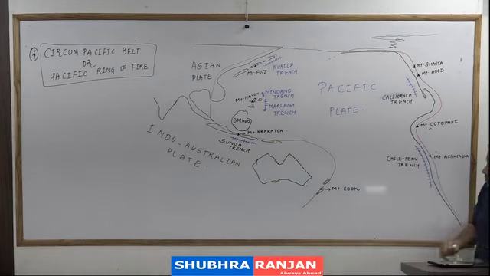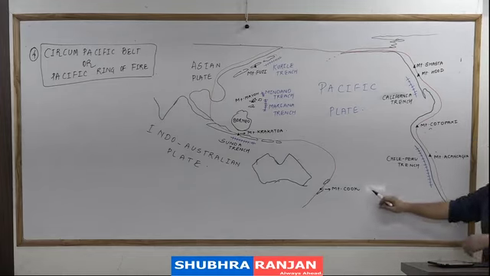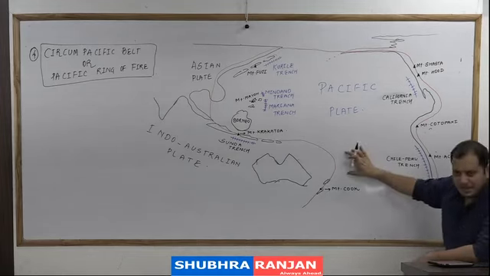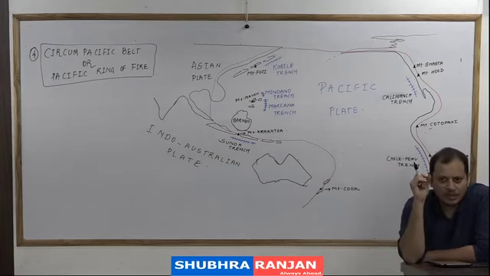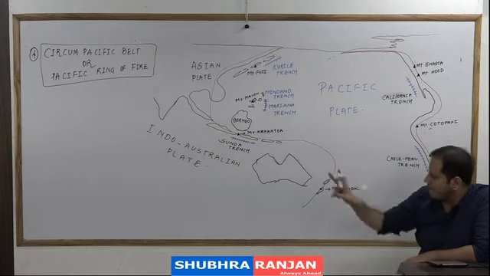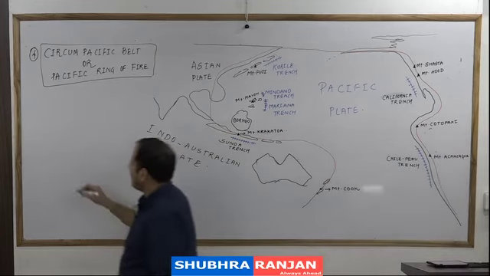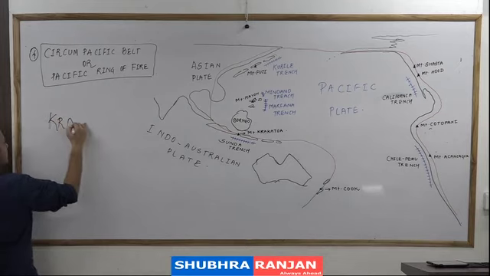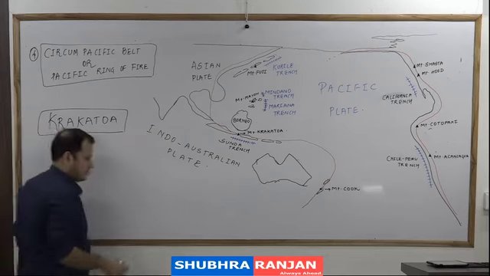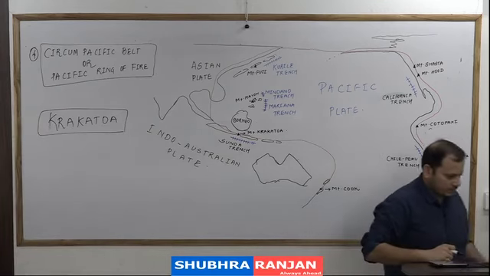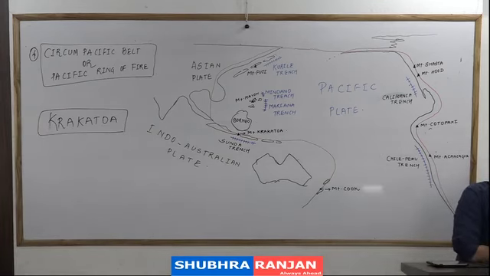These are some of the famous volcanoes in this region. Mount Cook, New Zealand. There are trenches here also, but we are not doing all the trenches. We are doing only the important trench. Mount Krakatoa, Indonesia. The most dangerous volcano in the world is Mount Krakatoa.